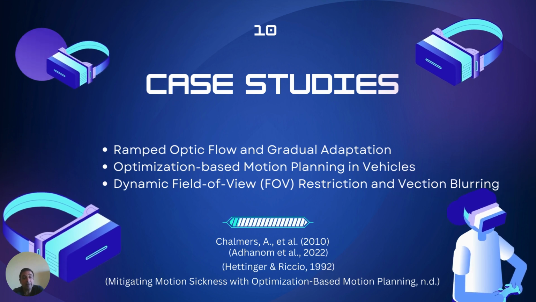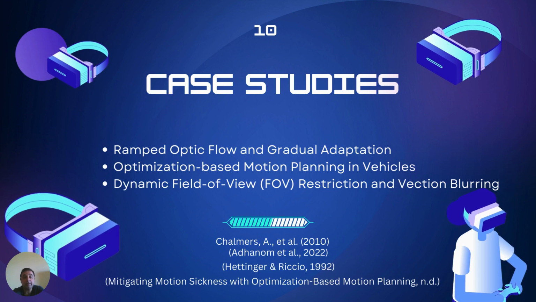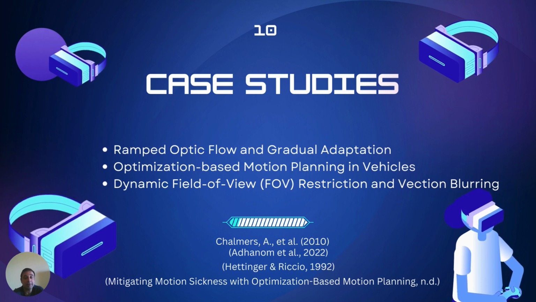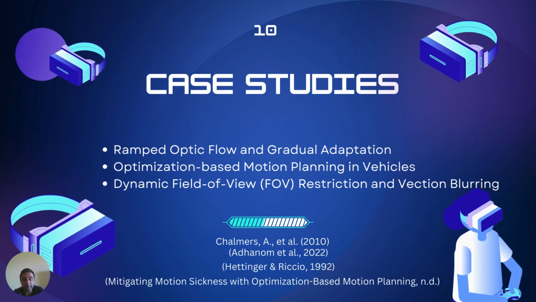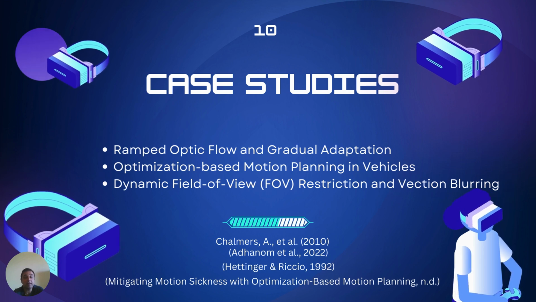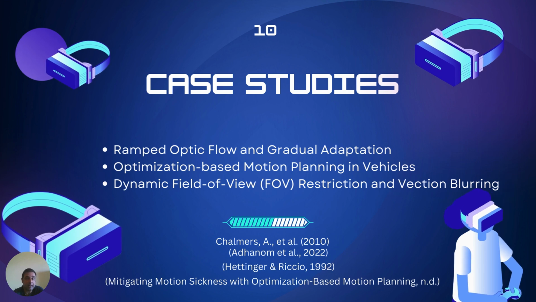And the last one is dynamic field of view restriction and vision blurring. At Stanford University, researchers examined various techniques to mitigate VR sickness, including dynamic FOV, field of view, restricting, and vision blurring. These techniques limit the amount of peripheral movement visible to the user, thereby reducing sensory conflict and the resultant motion sickness. This study highlighted the effectiveness of these methods in creating more comfortable and immersive VR experiences.